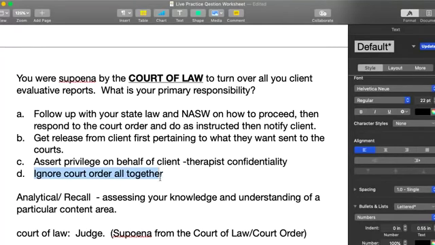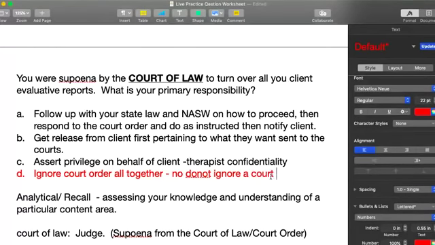Well, we can easily say that this is a no-go, right? We're not going to just ignore the court order altogether because we have a responsibility. And if you ignore a court order, there are some ramifications for that, okay? Do not ignore a court order, all right? You will be held in contempt. You will be held responsible for that if you ignore a court order.